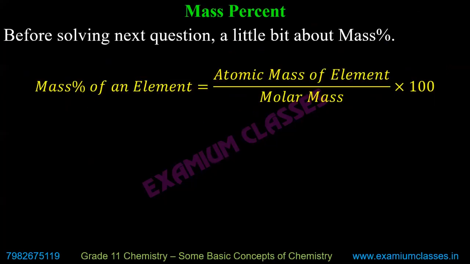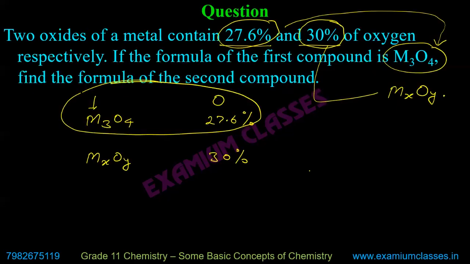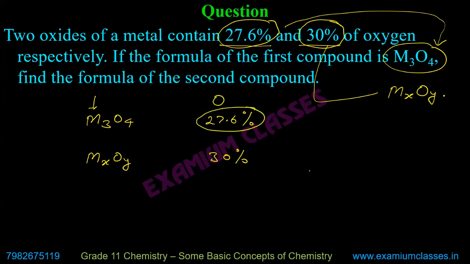Yes, sir. I wrote it for oxygen as 16 into 4 by 100 of X equal to 27.6 to get the molecular mass so that I can use it for M. You are close. Now, how to get the answer? This is the percentage of oxygen, and by using the previous formula, you can calculate the percentage of oxygen here.